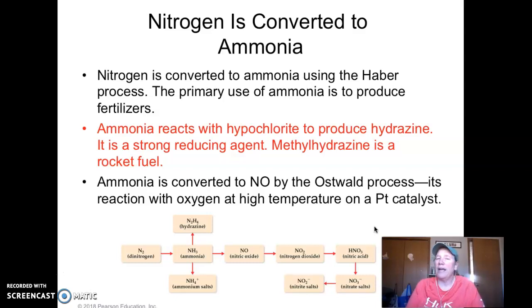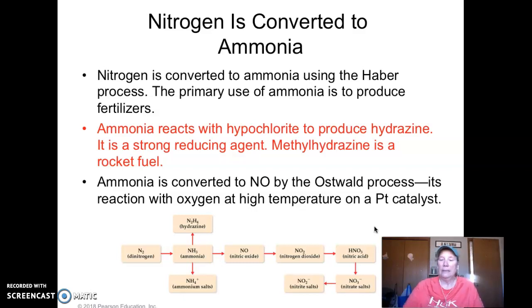Ammonia is converted to nitrogen oxide, nitrogen monoxide, by what they call the Ostwald process. It's a reaction with oxygen at high temperature, and the catalyst is platinum. You can also have NO produced or changed in your car, in your catalytic converter, because you have a little piece of platinum in there, but it's not ammonia. It's a way of adding more oxygen. So instead of getting carbon monoxide, you get carbon dioxide, getting rid of the poisonous stuff and getting the not so poisonous stuff.